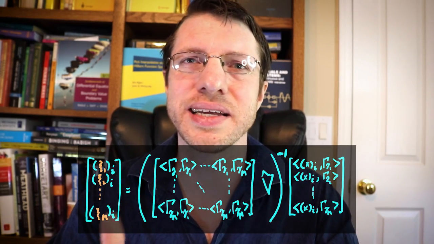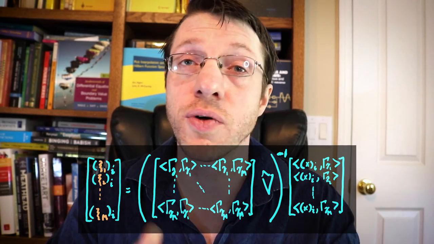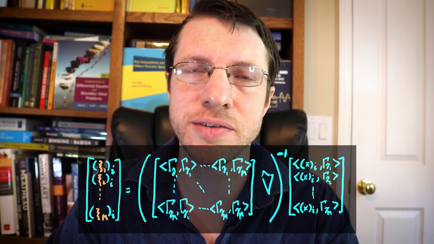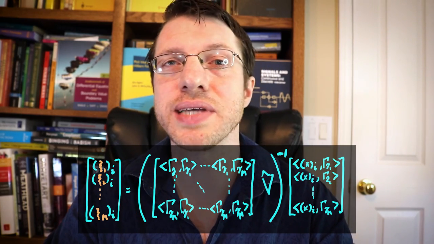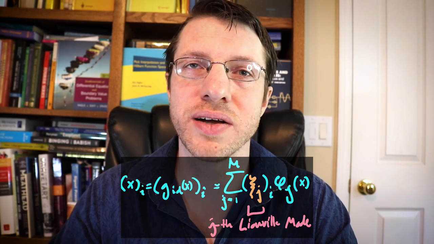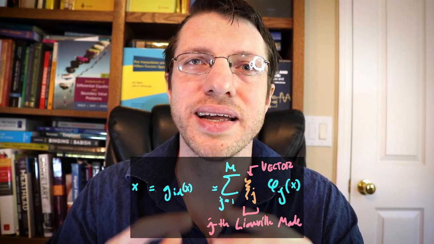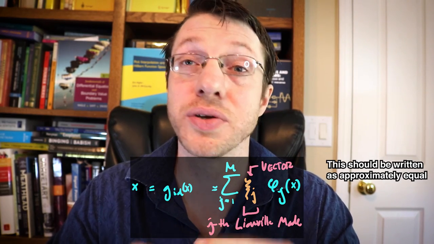And that ends up canceling the other V transpose. So you end up having a nice clean representation for the weights that correspond to these Liouville modes. And so then you take these weights, and that was the weight for the ith component of our state. And so then you stack these, and then you have your full Liouville modes for your dynamical system.